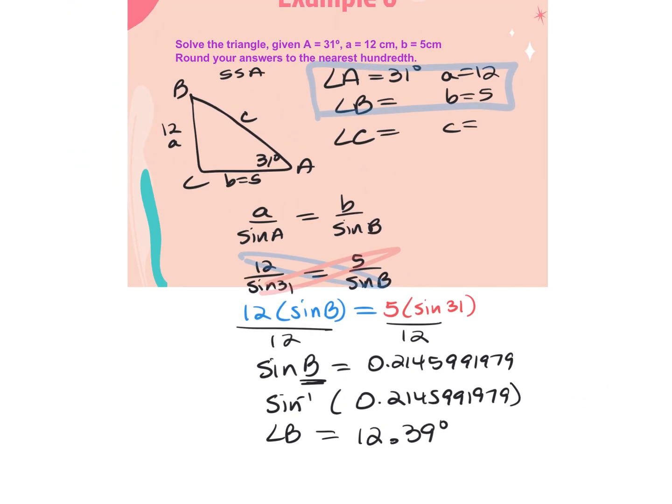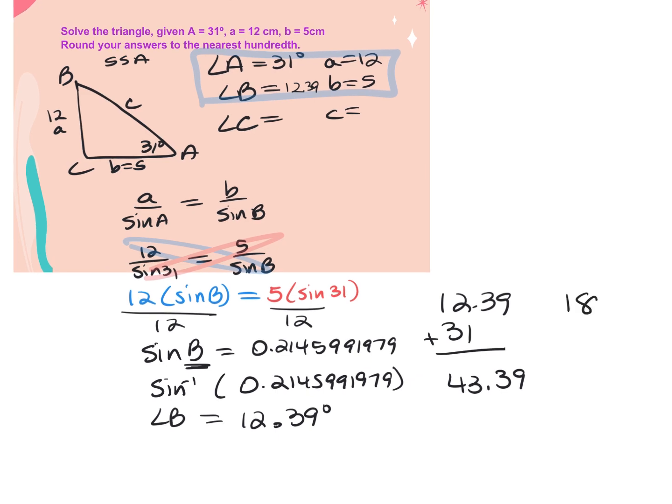Now to find angle C, all I have to do is add 12.39 plus 31. Once I do that, I get 43.39. Subtract that from 180 to find the last missing angle, and I get 136.61. So that'll be angle C.